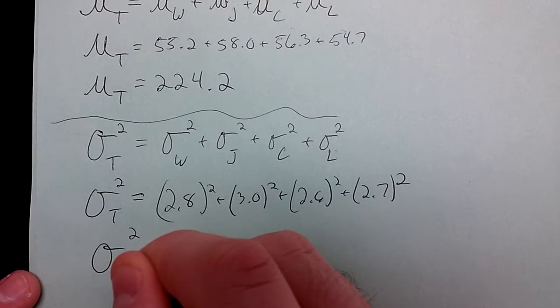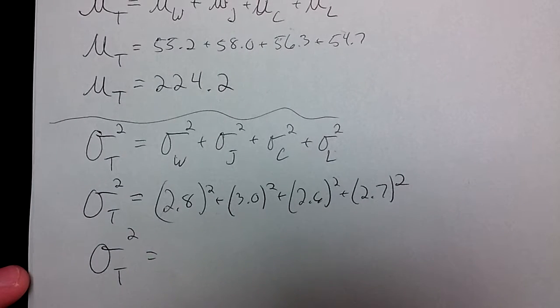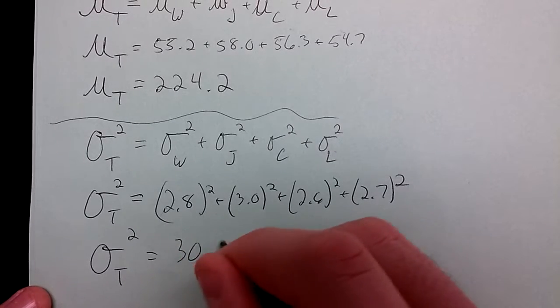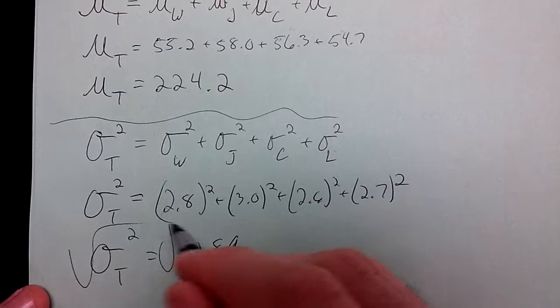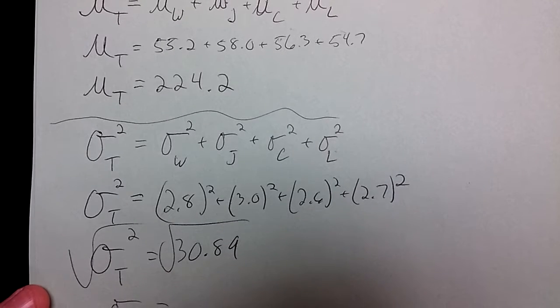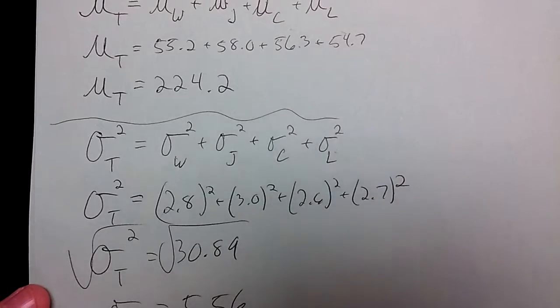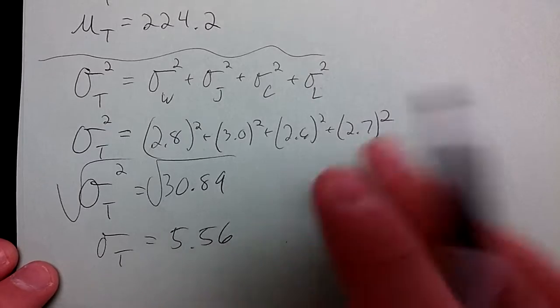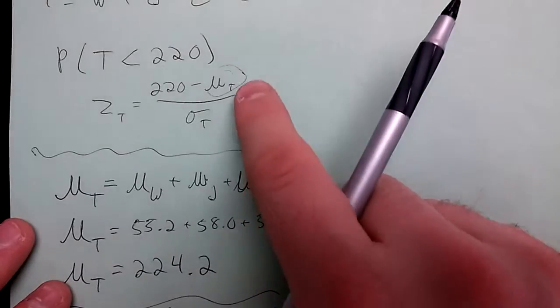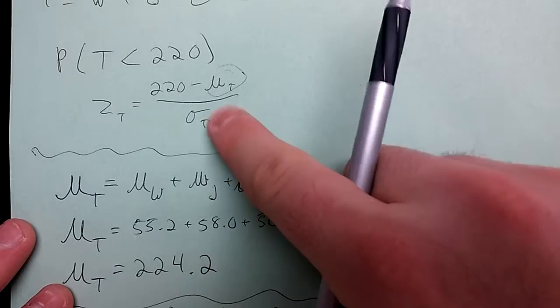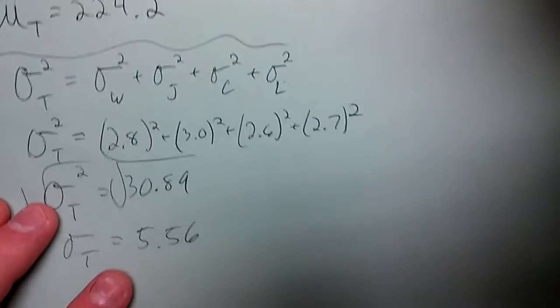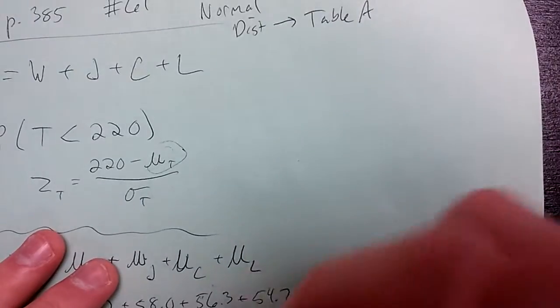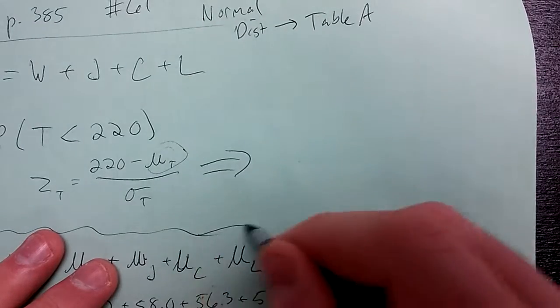So sigma t squared is going to be equal to 30.89. Square root both sides. And you should get approximately 5.56 seconds. So this is the second of 2 things we needed for the z-score. So we first found the mean right here. Sigma t, we just found at the bottom of the sheet, 5.56. So now we're going to take those 2 values and find the z-score for 220.